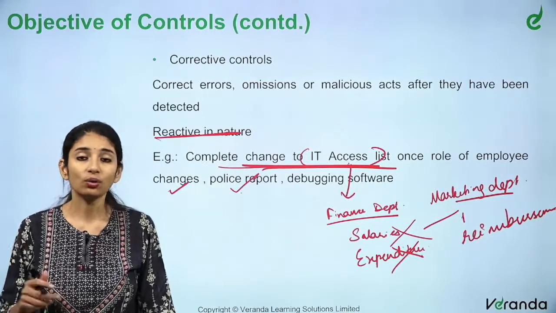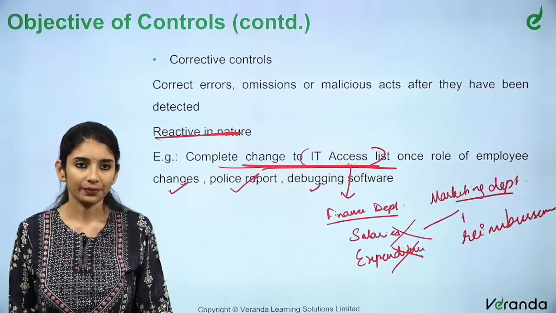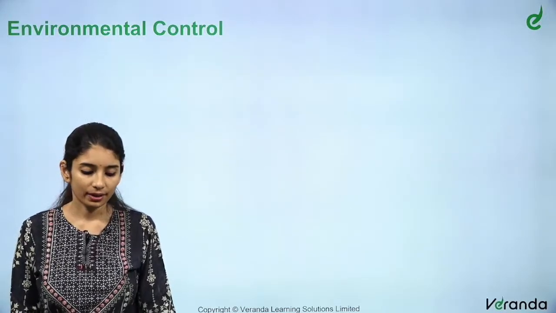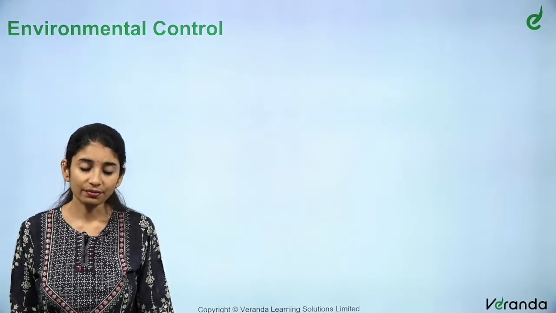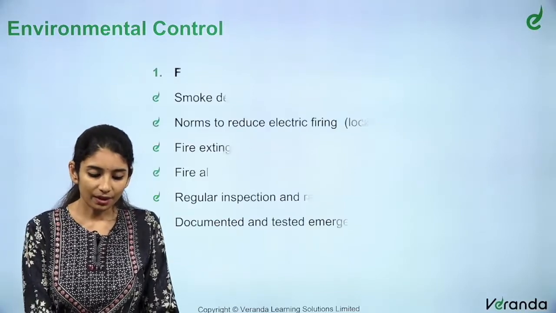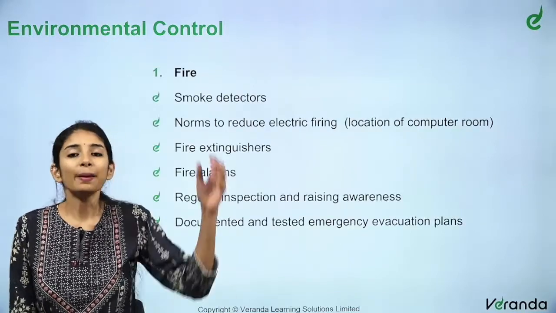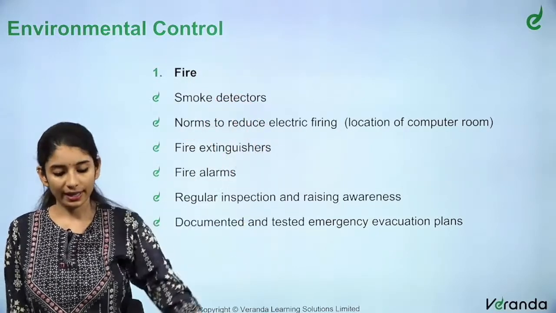Police report, I go and report to the police, that is a corrective control. Debugging software, correcting the errors in a software. Clear? Now we have a few environmental controls left. Environmental controls are very simple, basic, easy. One is fire. How do I protect my office against fire?